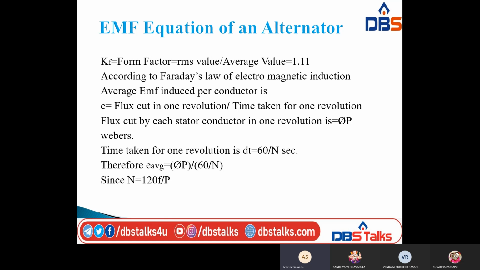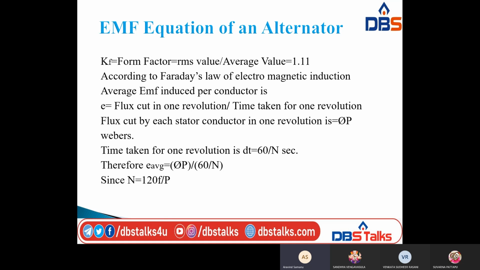And next, the time taken for one revolution, that is dt, is equal to 60 by n seconds. Here I am taking the time in seconds, that's why I am taking the speed. So from these two, the average EMF induced per conductor is the flux cut in one revolution, in whose place I am substituting 5p, and in the place of time taken for one revolution I am substituting 60 by n. We know already the speed n is equal to 120 f by p. I am substituting this 120 f by p in the n place in the above equation.